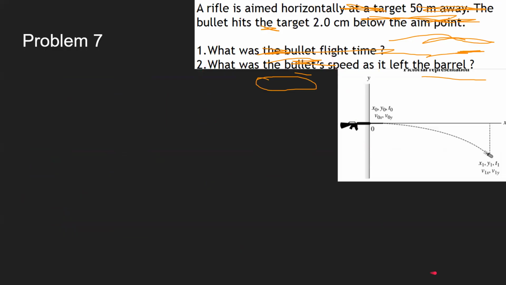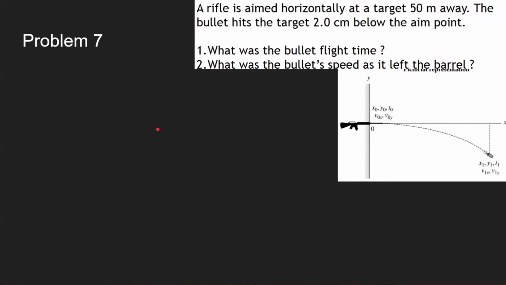Okay, let me erase this stuff. So a rifle was aimed horizontally at a target 50 meters away. The bullet hits the target 2 centimeters below the aim point. What was the bullet's flight time? What was the bullet speed as it left the barrel? So this is really a two-parter. So we can draw a picture so we can see, coordinate system is drawn. We can see the bullet goes down a little bit and it goes over.